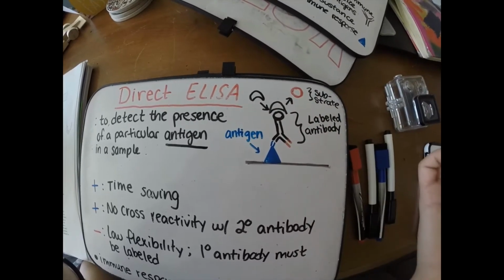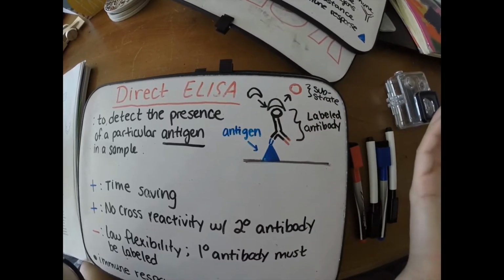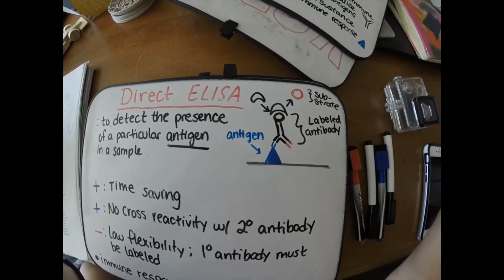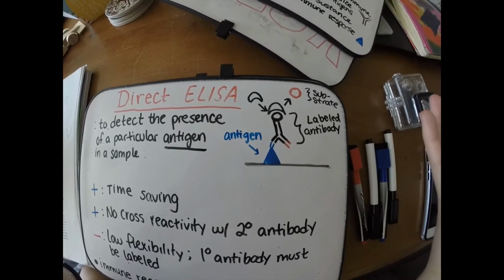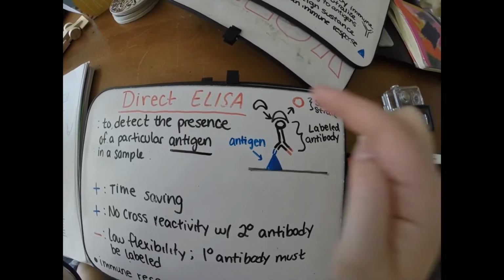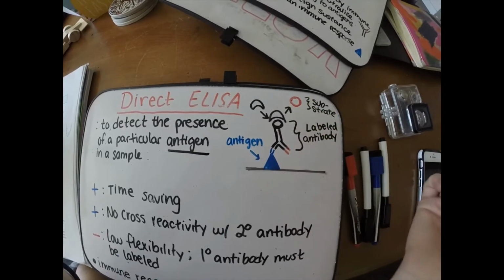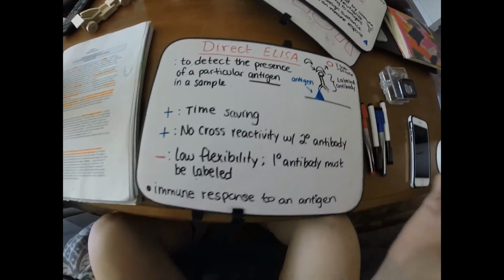And that might be something that a machine could pick up, some type of machine reader, or you could see it with your eyes via a color change. In this case, it might be a red color change. So that's how that works.